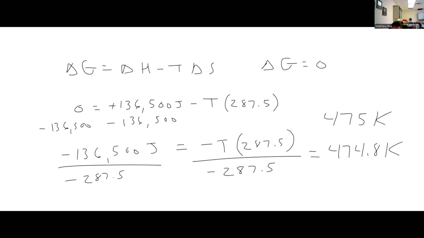So at 475.1, you're spontaneous. At 475, you're zero. And then as soon as you go below that, it becomes non-spontaneous.